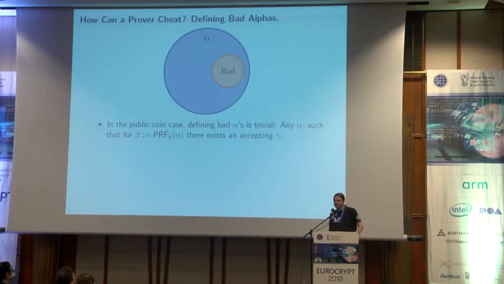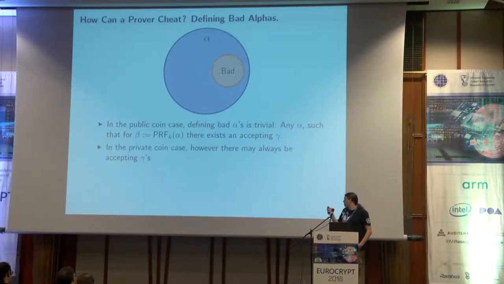Again, in the public coin case, which is basically the proof of Calais et al., defining what bad alphas are is relatively easy, because if it's public coin, then we can simply say that any alpha that, using the PRF, maps to a beta such that there exists any gamma that would be accepted by a verifier is a bad alpha. Now, it's clear that in this case, a cheating prover must use a bad alpha, because for the other alphas, there is simply no accepting gamma. However, in the private coin case, this is more complicated, because for any beta, there might always be accepting gammas.